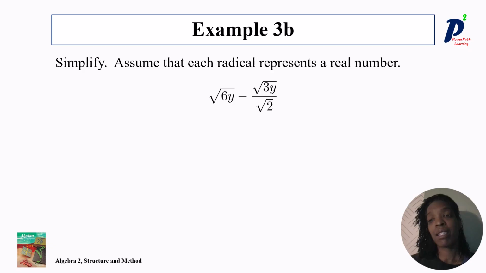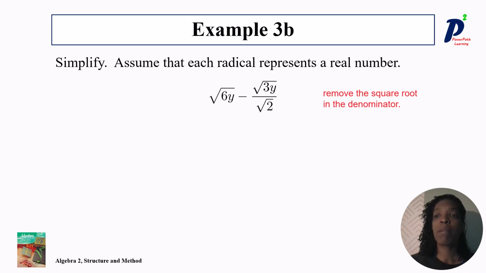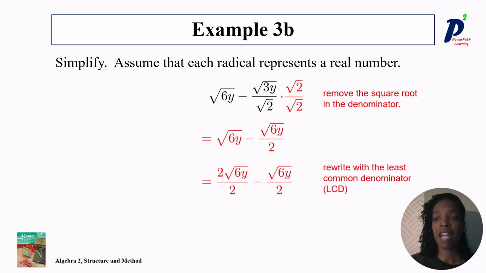In this case, we have a mixed expression that needs to be simplified. The first thing that I notice is that the fraction has a radical in the denominator, so I'm going to move that by multiplying by rad 2 over rad 2. Next, I need to rewrite the first term as a fraction with the least common denominator of 2. I'll combine my numerators, which have like radicals, and that's my final answer.